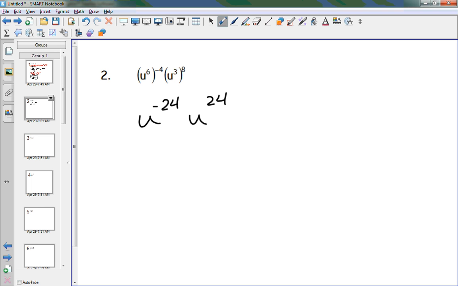Add, subtract, or multiply? Add them because it's 2 of the same bases attached by multiplication. So I add my exponents. So that's negative 24 plus 24. 2 bases attached by multiplication means I add my exponents. To give you, what's negative 24 plus 24? 0. Do not leave it as 0 there. What do I write? 1. Anything to the 0 power is always and forever 1.